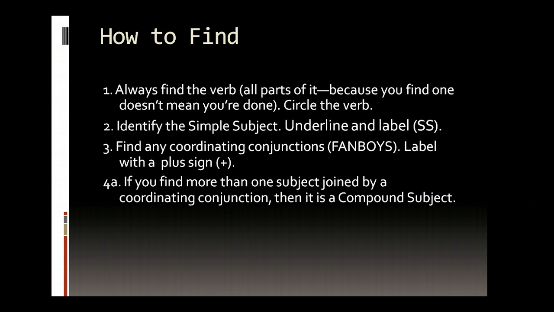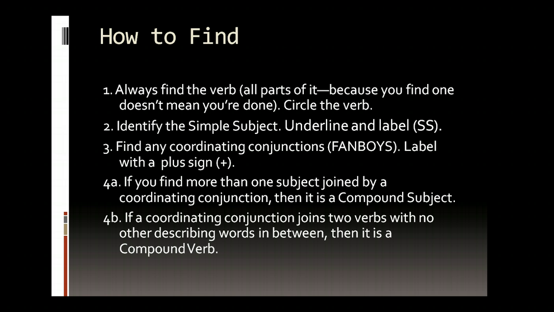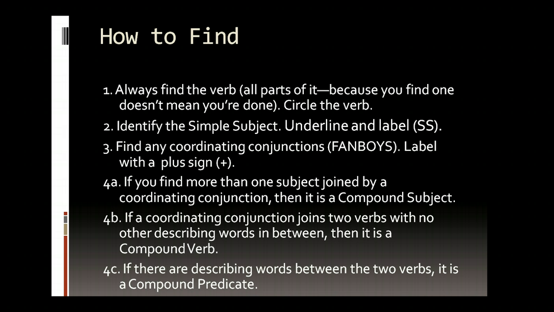So, since we found the verb and all parts of the verb, we found any and all simple subjects, we found the coordinating conjunctions, finding something as being compound is actually pretty easy after that. So if it's more than one subject joined by a coordinating conjunction, then you have a compound subject. If you have two verbs that are joined with no other describing words in between, then you have a compound verb. If you've got describing words in between the two verbs with a conjunction in between, then you technically have a compound predicate. As always, some examples will be helpful.